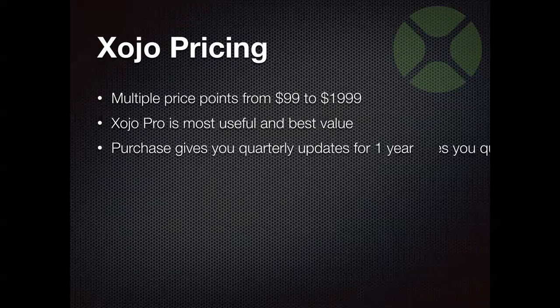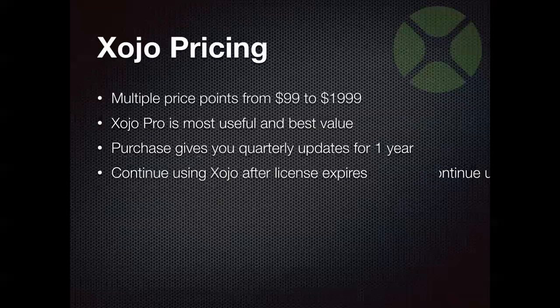When you purchase Zojo, you get quarterly updates for 1 year. And the big thing about Zojo is you get to continue using it after the license expires. Unlike some development tools, you no longer get to use the tool when your license expires. That's not the case with Zojo. You can continue using it, you just will no longer get updates. And if you decide you do want updates at some point, you can just renew your license at any point, and then you're eligible again for the updates. There's no penalty for delaying or anything like that.